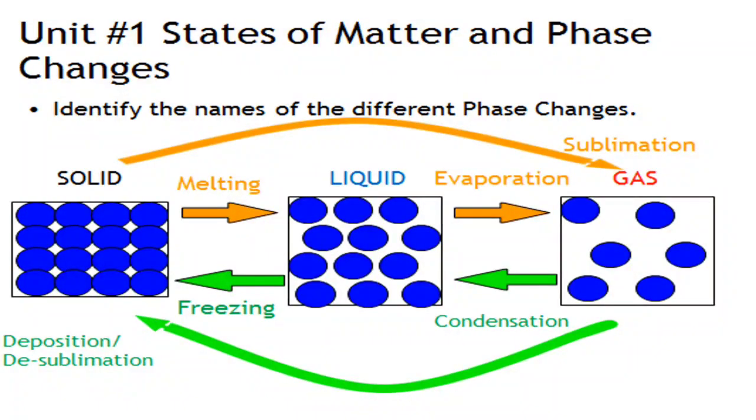Phase change in water. Solid in the form of ice melt to become liquid. And liquid, when heated, evaporates. When solid changes directly to gas, we call it as sublimation. From gas to liquid, we call it as condensation. And from liquid to solid, we call it as freezing. From gas to solid, we call that as deposition.